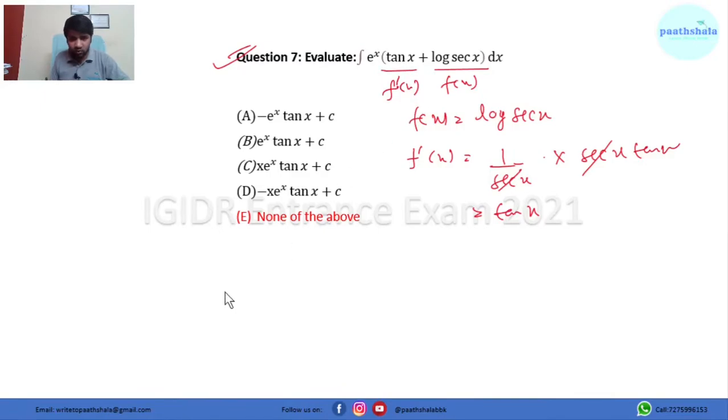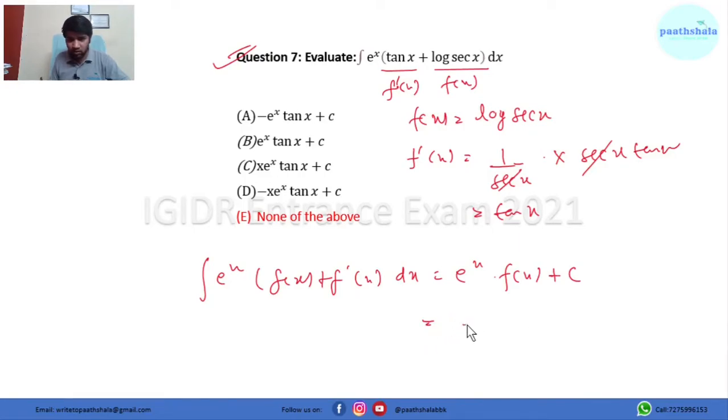Now we know the property that the integral of e to the power x into (f(x) plus f'(x)) dx comes out to be e to the power x f(x) plus c. So if I go by that property, the answer will come out to be e to the power x, and f(x) is log sec x, plus c. If you see, there is no such option, so none of the above is the answer. This is the final answer: e to the power x into log sec x plus c.